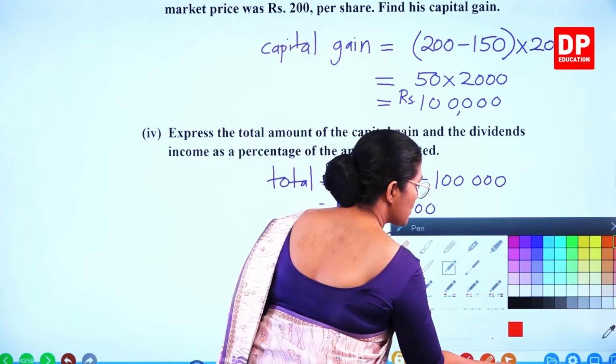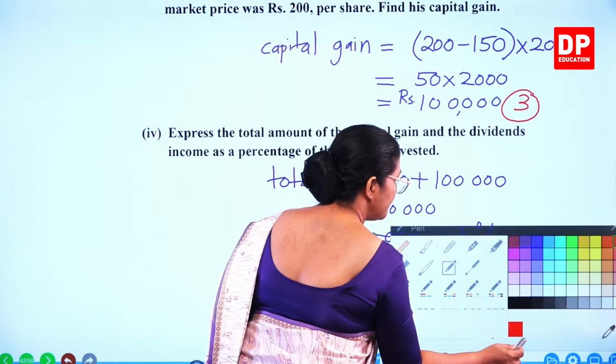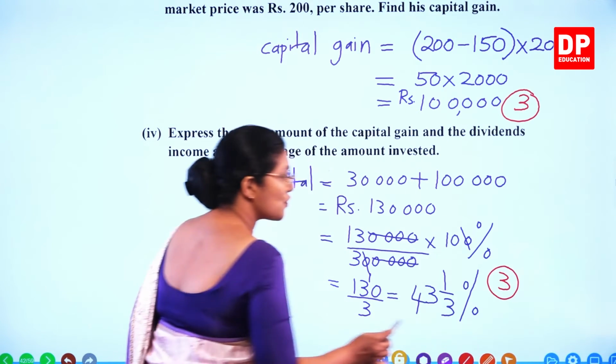So how many marks can we give for these two parts? So for 100,000 you get 3 marks, and for 43 1/3 you get 3 marks. So altogether we gave 10 marks for that question.